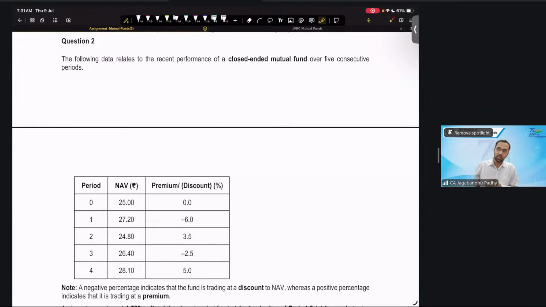Yes. So in case of closed-ended mutual fund, the units are issued once for all. The mutual fund doesn't issue any additional units, and it doesn't go for redemption of any units also. So these units are basically listed in the market. All this buying and selling of units happen in the open market.